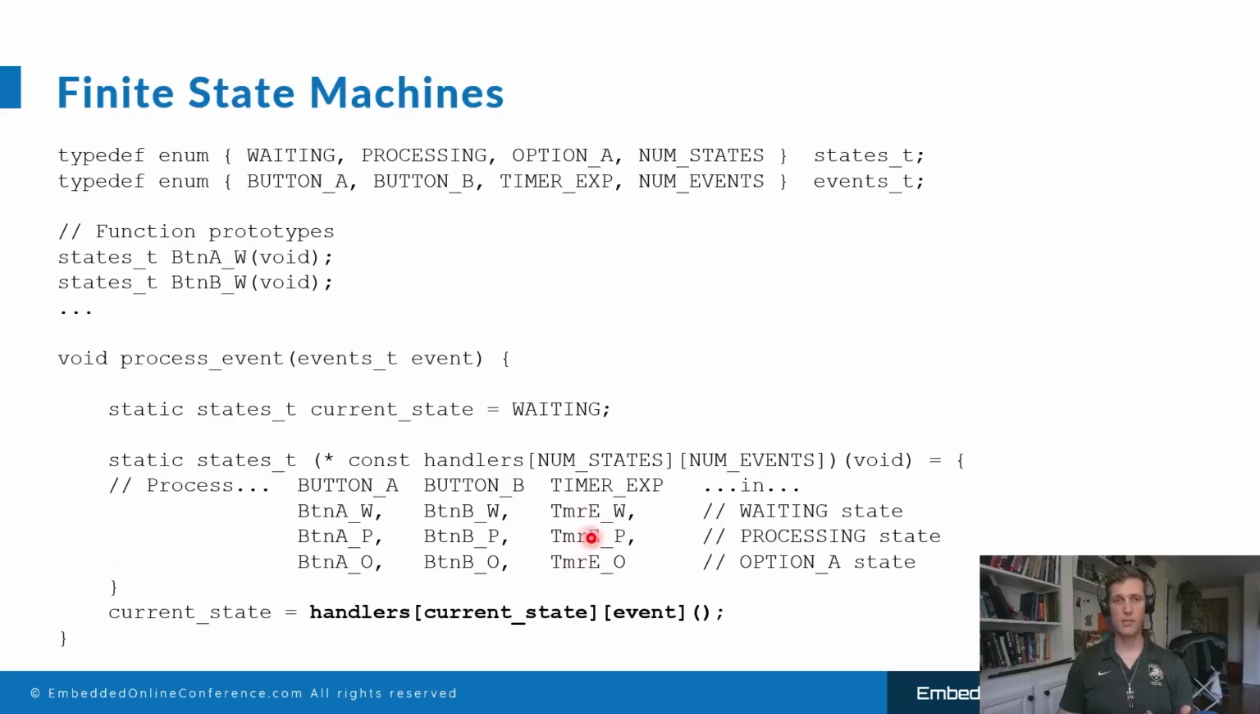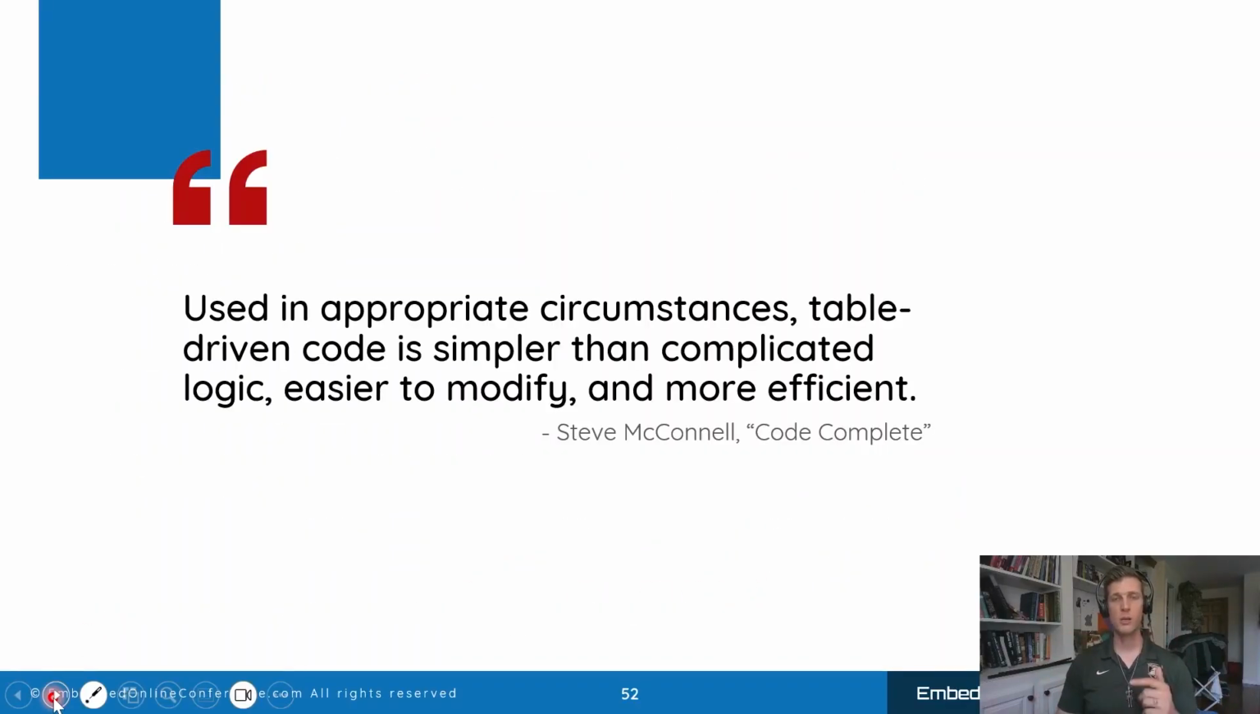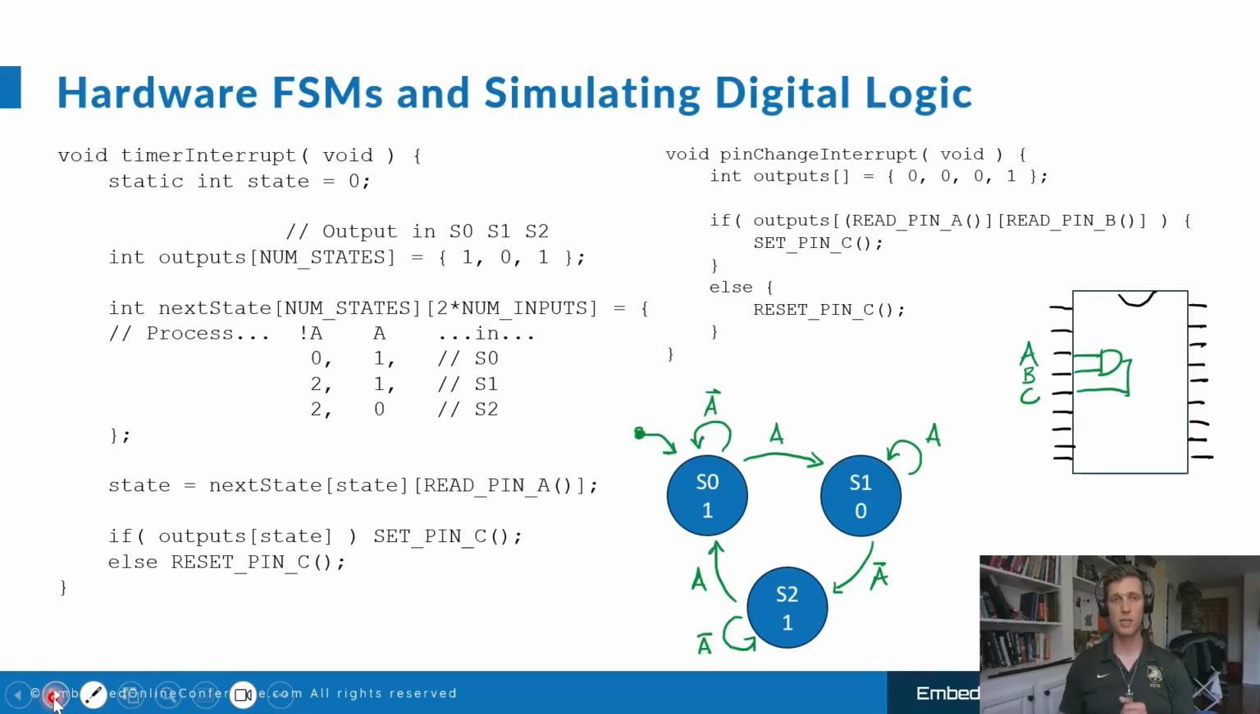And you can imagine that even as this table gets relatively large, I can still fit it into one screen. It's easy enough to see that and to make sure my finite state machine is set up correctly. Steve McConnell said, "Used under appropriate circumstances, table-driven code is simpler than complicated logic, easier to modify, and more efficient," which hopefully you've seen a couple examples of, and we'll see more in the next couple of slides.